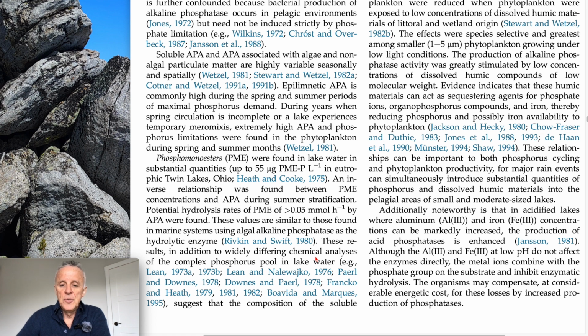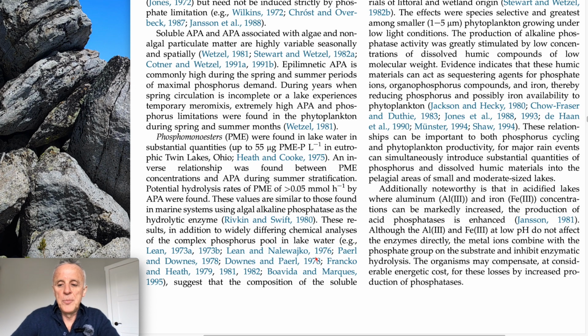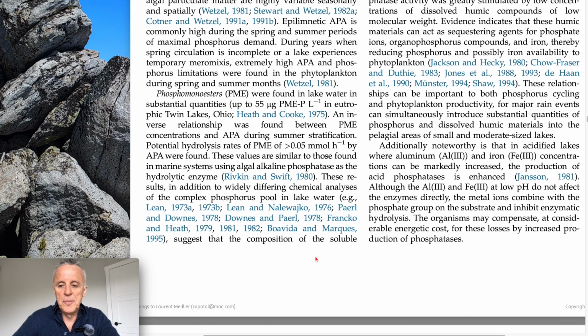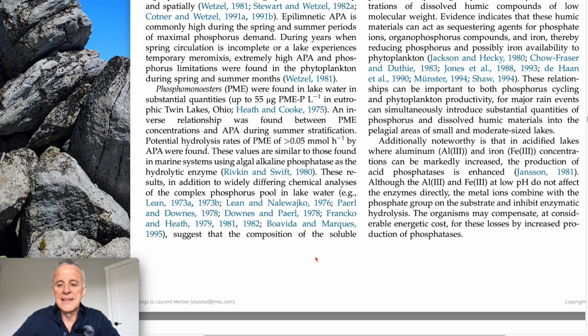Evidence indicates that these humic materials can act as sequestering agents for phosphate ions, organophosphorus compounds, and iron, thereby reducing phosphorus and possibly iron availability to phytoplankton. These relationships can be important to both phosphorus cycling and phytoplankton productivity, as major rain events can simultaneously introduce substantial quantities of phosphorus and dissolved humic materials into the pelagial areas of small and moderate-sized lakes.